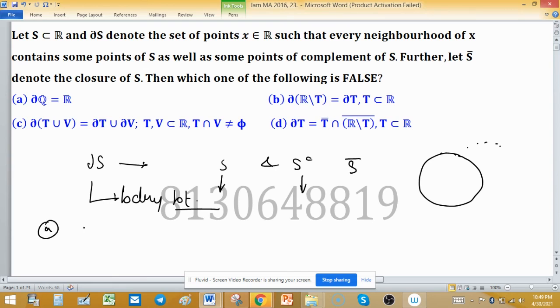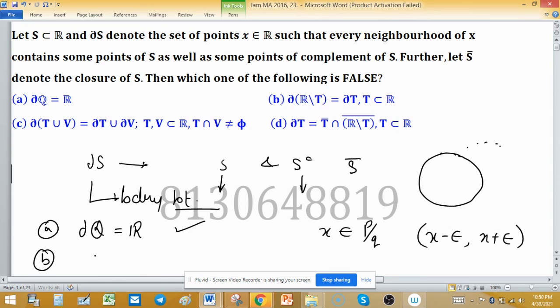So the first option is ∂Q is R, means boundary points of Q is R. Means any point, suppose x is a point in the form p by q, then every neighborhood of this contains some points which are rational and irrational, means complement as well as rationals, sorry, irrational as well as rational. So ∂Q is equal to R. This is perfect, means boundary points of Q is R.